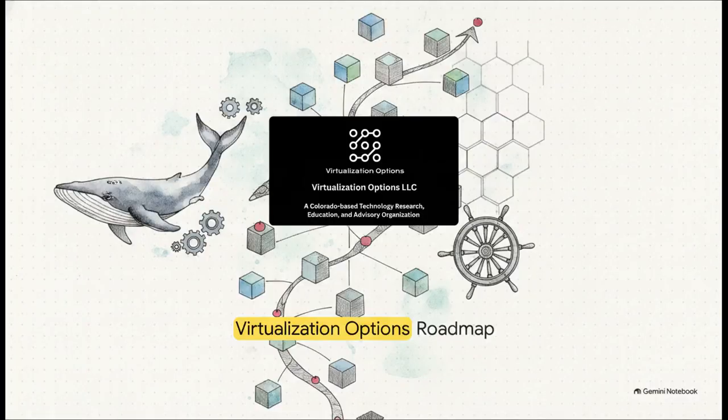So, pushing an image and writing a basic YAML file is a fantastic start, but to achieve that zero downtime automated scaling we talked about earlier, you need a serious learning roadmap. The structured path we're about to look at comes directly from the experts at Virtualization Options LLC. They're a Colorado-based technology research, education, and advisory organization, and they have specifically mapped out how IT pros can successfully make the jump from basic container knowledge all the way to production-ready deployments.